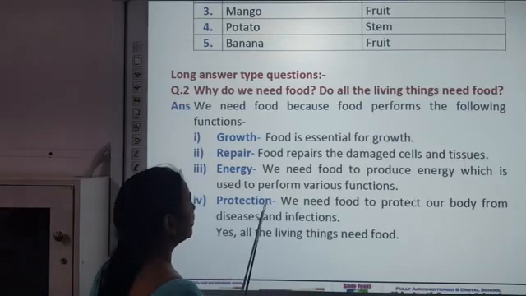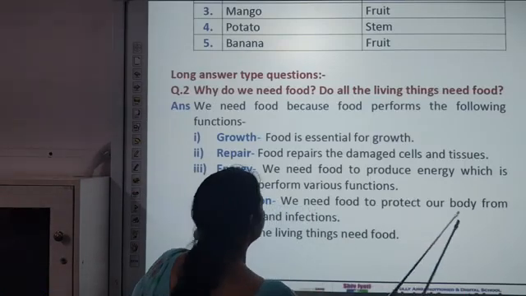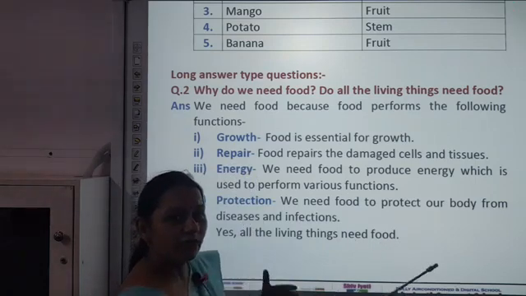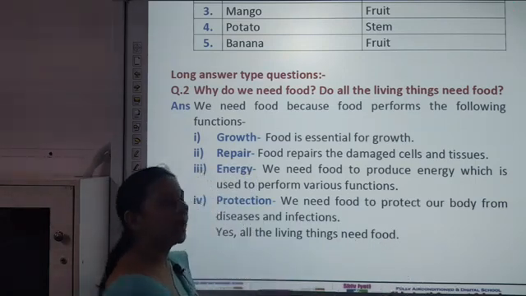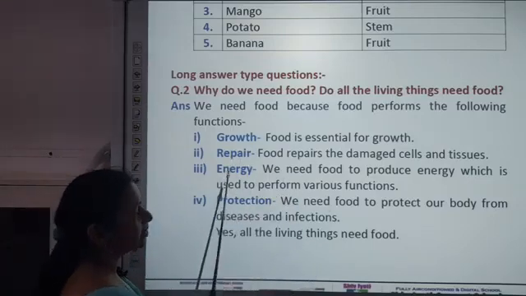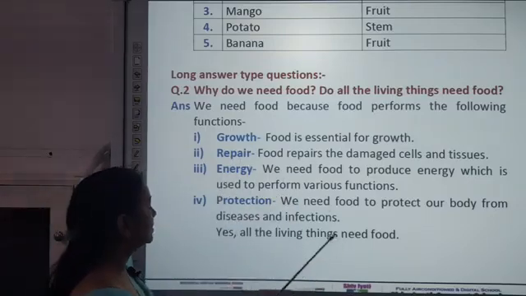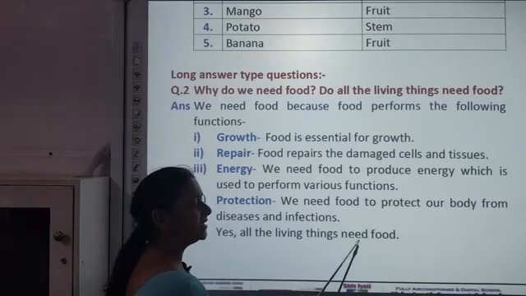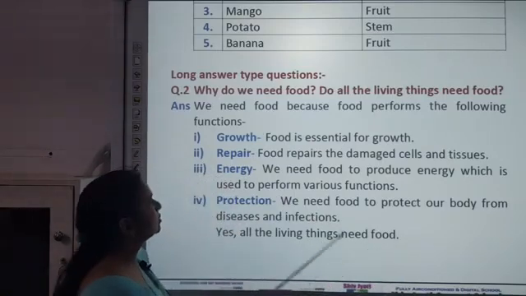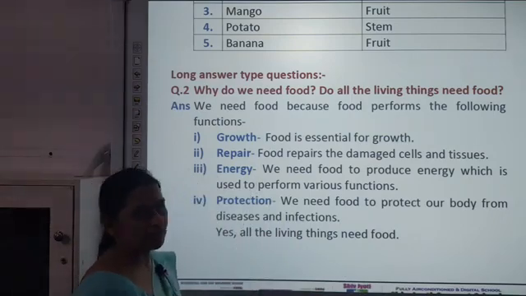The fourth one is protection. We need food to protect our body from diseases. Food gives us energy to fight against diseases and infections. So, all the living things need to perform all these functions, and so all the living things need food, including human beings. We also need food to perform all these functions.